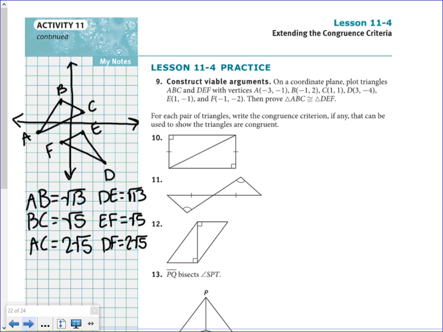So if you need to pause and make sure that you understand using your distance formula to get those, you can do that. I'm not going to work through using the distance formula on those.